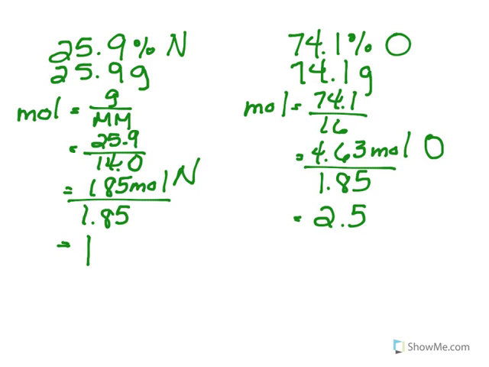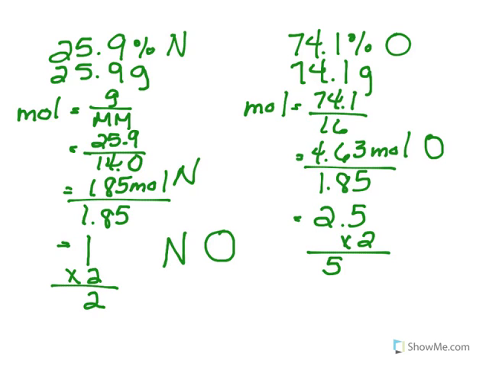Getting closer, but still not in whole numbers. I have this decimal over here. If I multiply 2.5 times 2, I will get 5. Yay, I got rid of my decimals and I'm in whole numbers. I have to do to one what I do to the other. So I multiply my nitrogen moles by 2 and I get 2. So now I know that my empirical formula for what I found in the lab is N2O5.